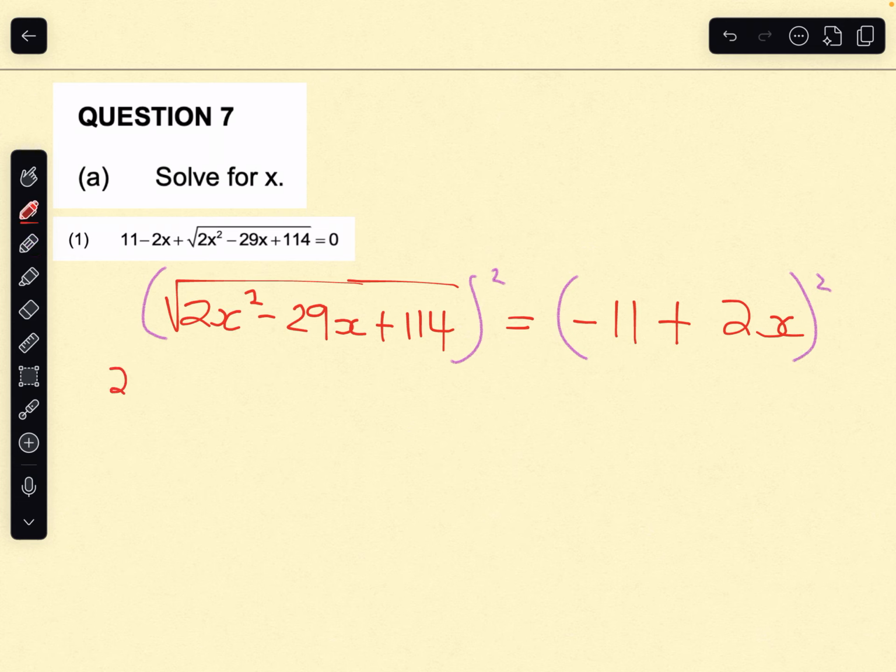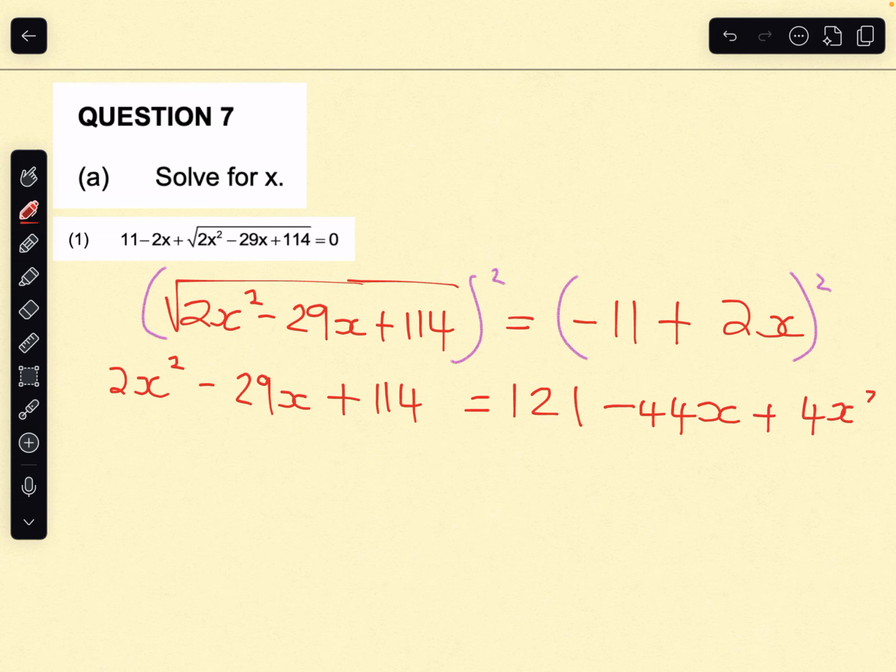So then we have 2x squared minus 29x plus 114 is equal to 121 minus 22x minus 22x is then minus 44x, and then 2x times 2x is 4x squared.